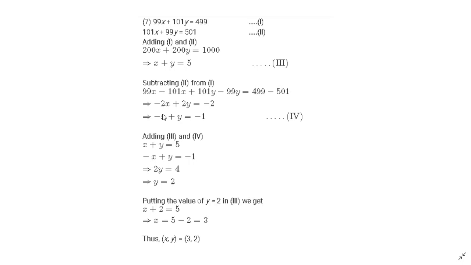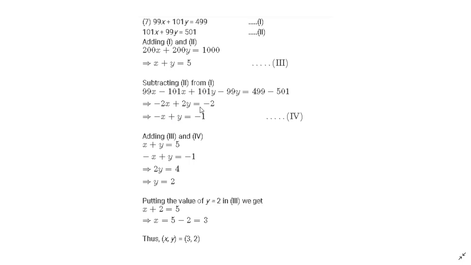Similarly, if we subtract them, 99x minus 101x is minus 2x, plus 101y minus 99y is also plus 2y, and 499 minus 501 is minus 2. We have to be careful with the signs we are calculating, because when we are subtracting the bigger number from a smaller number, the sign of the bigger number, which is negative, should come into play. We have to be careful with the computation.